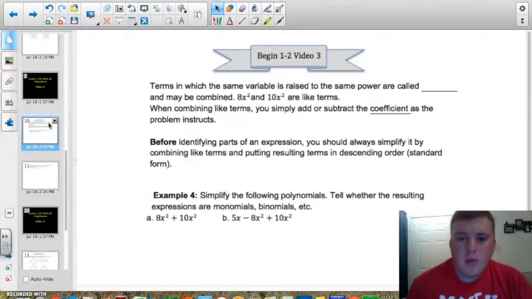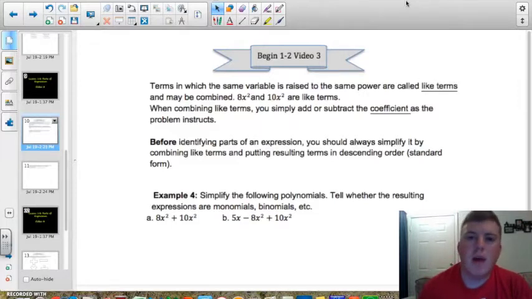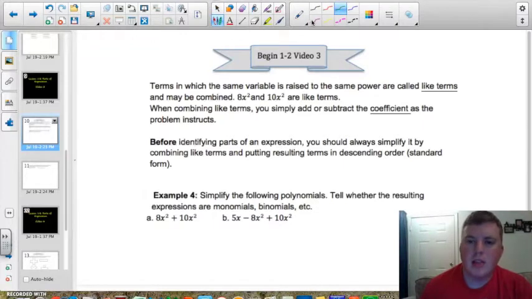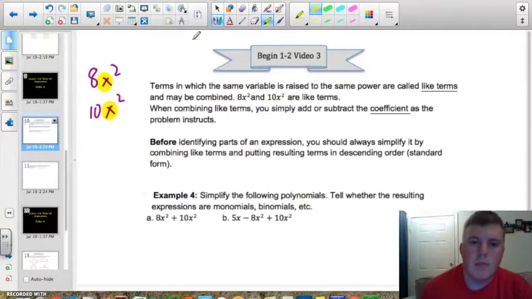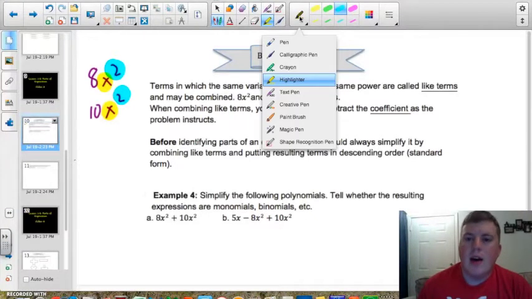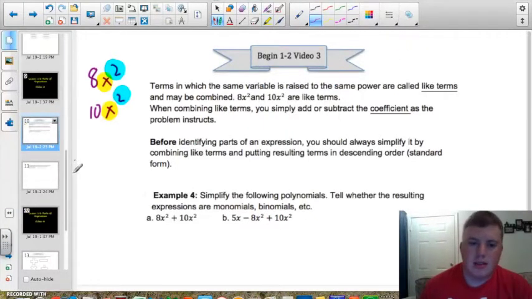Now, terms where we have the same variable raised to the same power are called like terms. And we can combine those together to become one term. So for an example, 8x squared and 10x squared are like terms because they both have the exact same variable, x, and they both have the exact same exponent, which is the 2. Now, it has to have both of those characteristics.